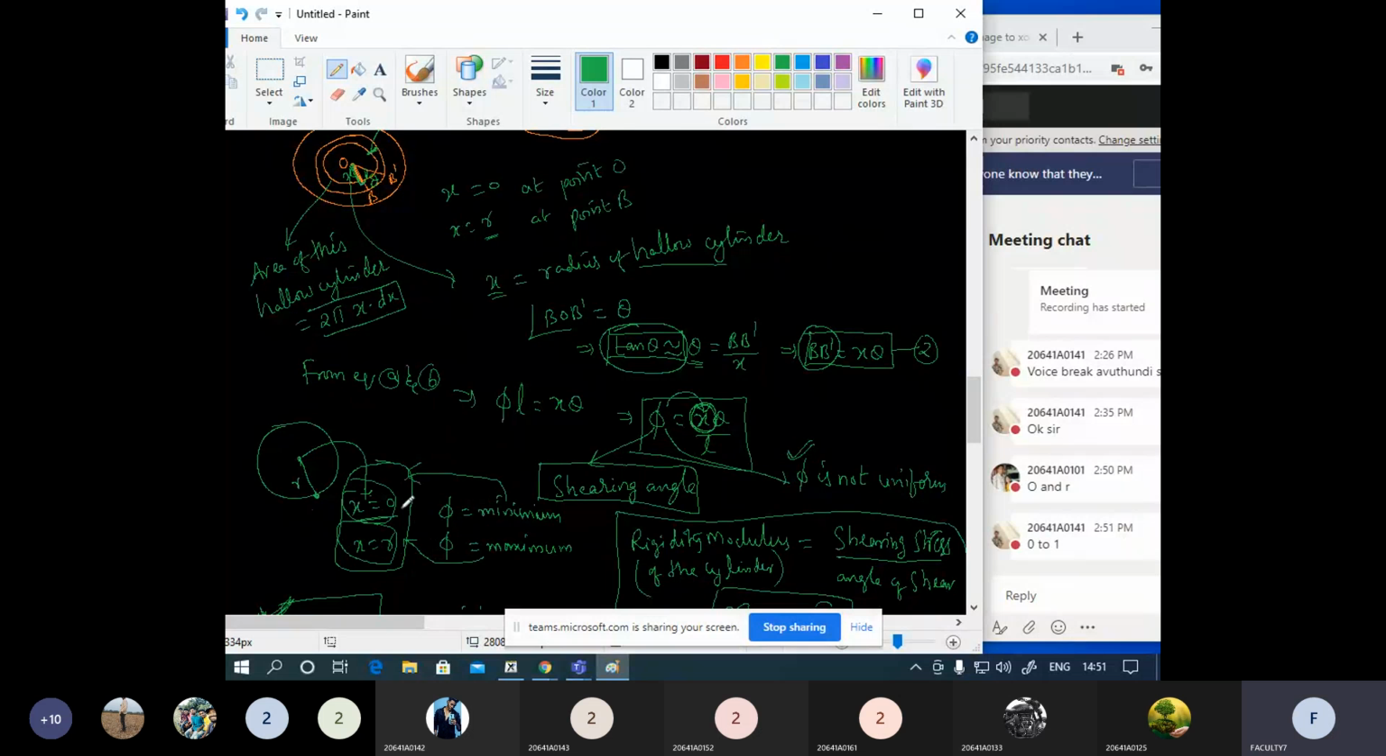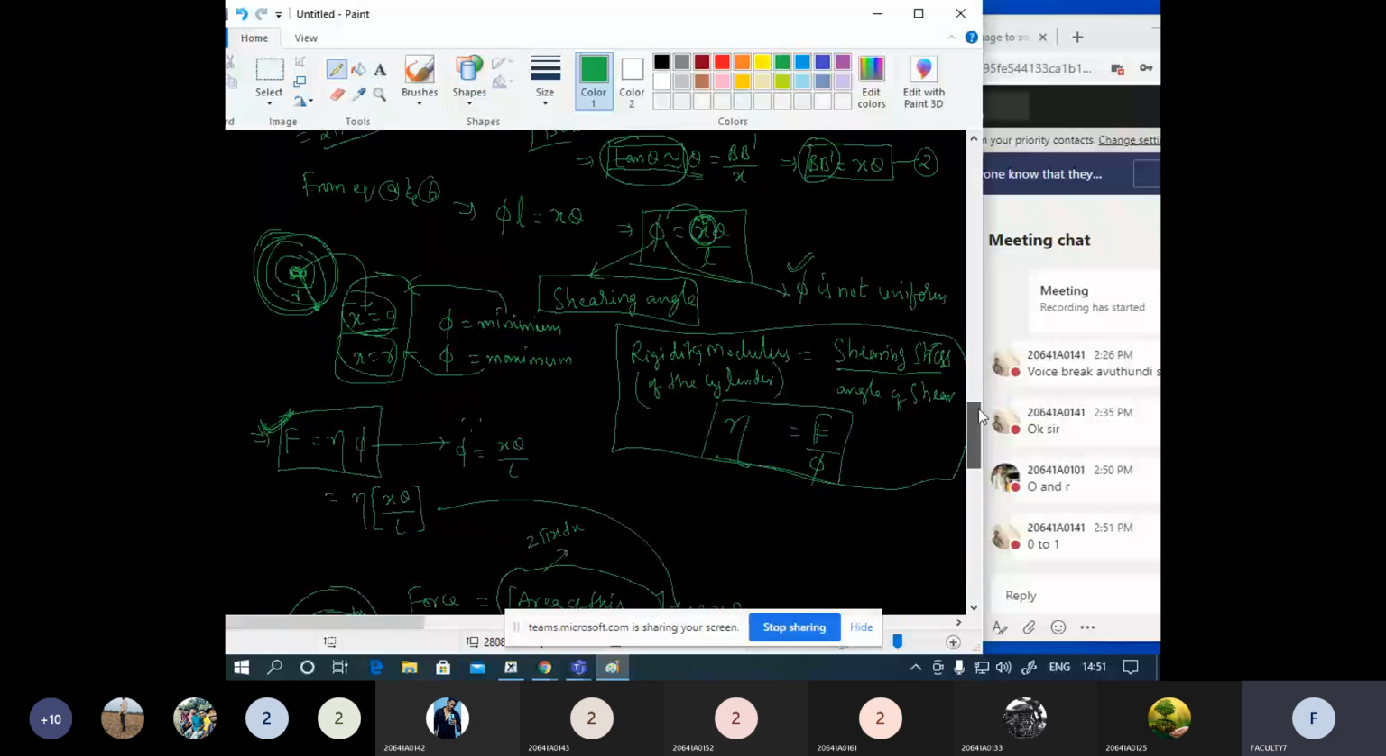So x equals 0 means you will be at the center of the cylinder. x equals r means you will be reaching here. Nothing but you are traversing the entire cylinder like this. You are entering here and you will reach the outer layer. So now here you got 0 and r. Take it as r.